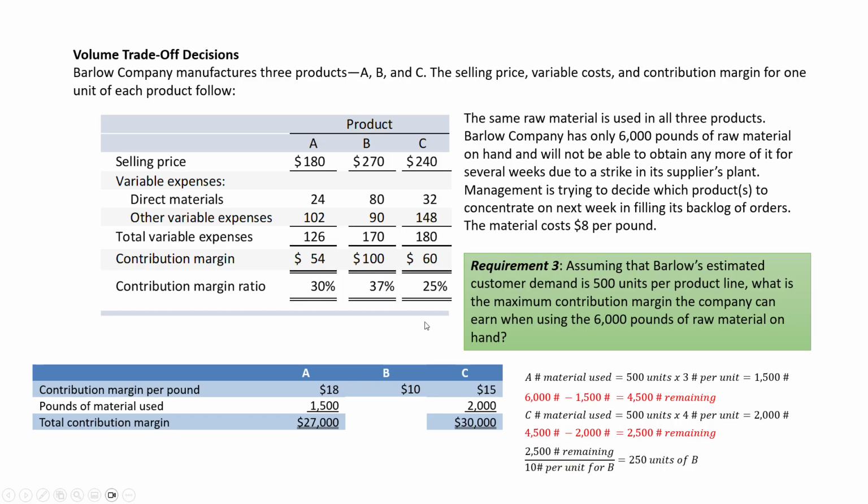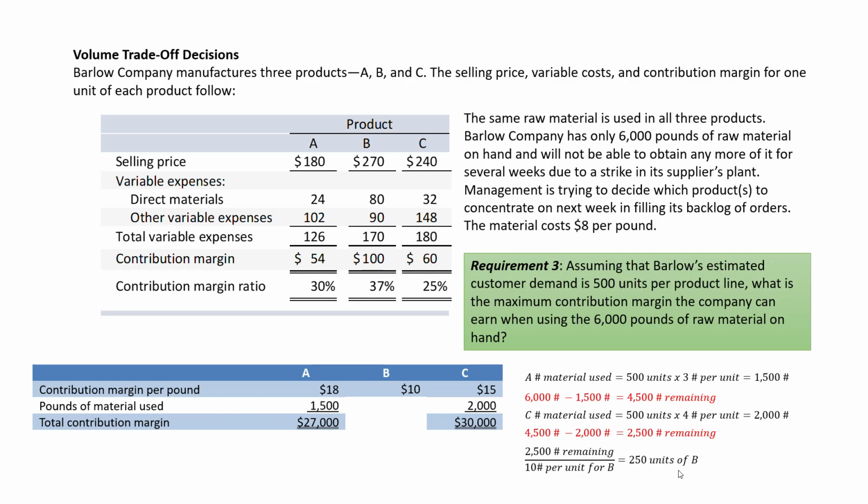How many pounds does it take to make a B? So I'll work through here. We have direct material costs of $80 for B up here, divided by $8 per pound, which means it takes 10 pounds of raw material to make B. 10 pounds per unit against 2,500 pounds remaining means I can't make all 500 units of B. I can only make 250 units.